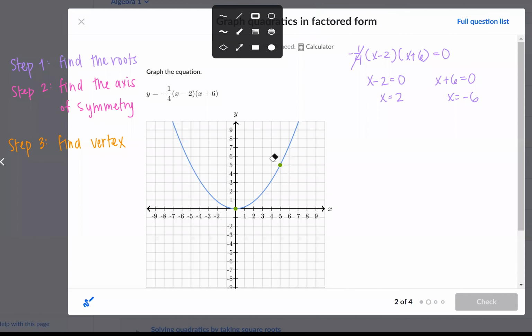So this means my x-intercepts are here at 2 and over here at -6. I'm going to wait to move my dots until I know a little bit more. And by dots, I mean points, like this point and this point that are part of the Khan Academy graph.